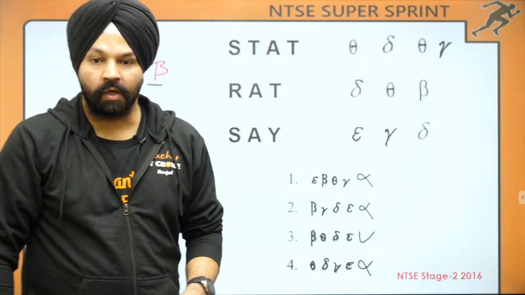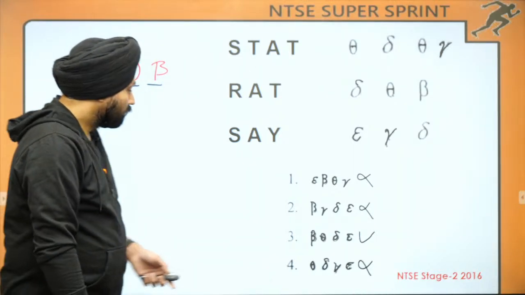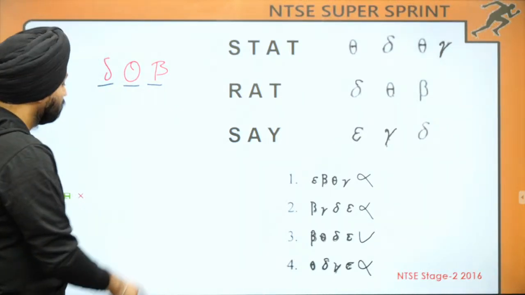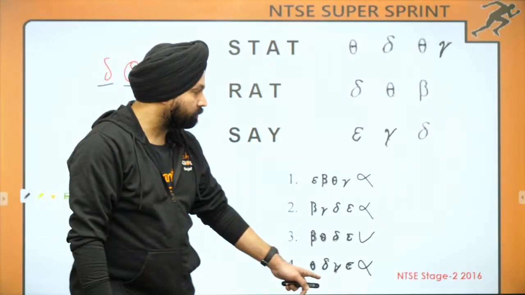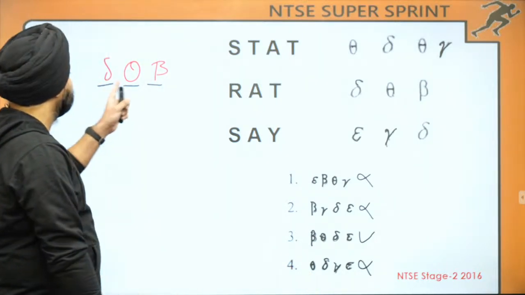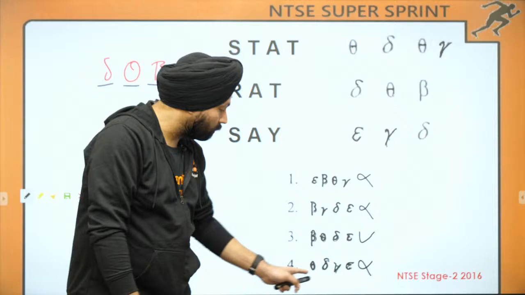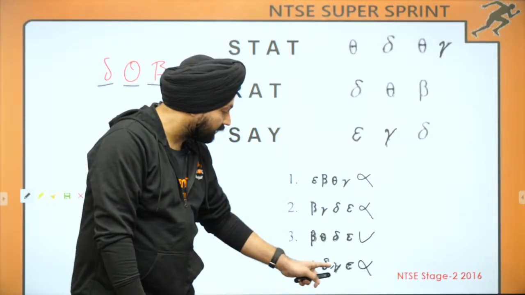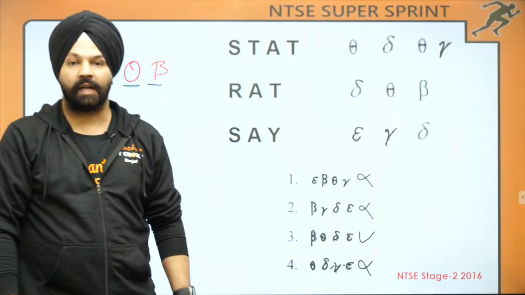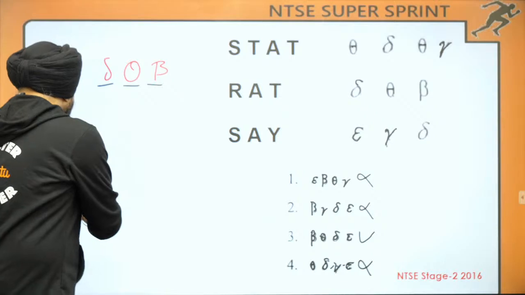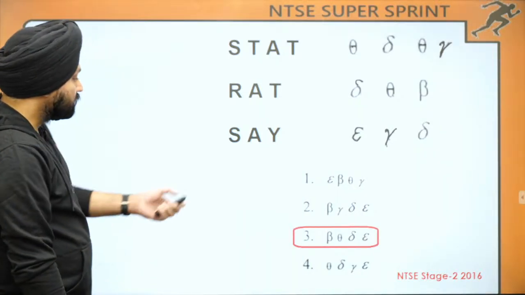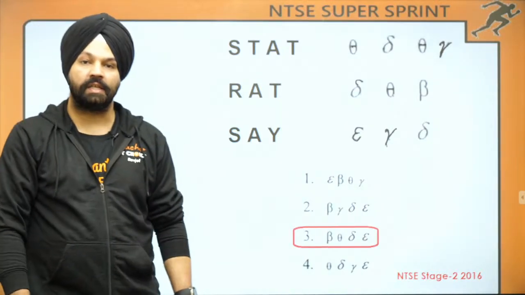Okay, someone is asking why not the fourth, children? There is no beta in the fourth. We were looking for delta, theta, beta. There is no beta symbol in the fourth option. Symbols are theta, delta, gamma and epsilon, right? So have a quick look. The answer is the third option.